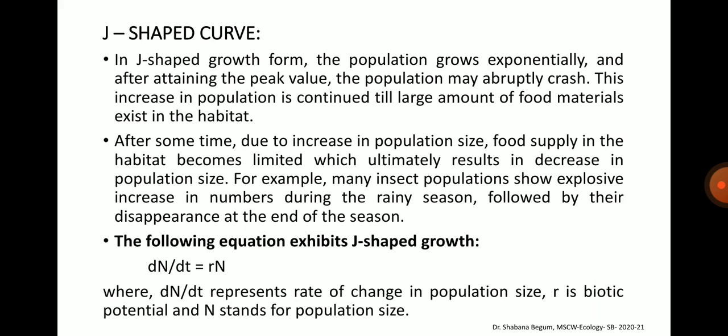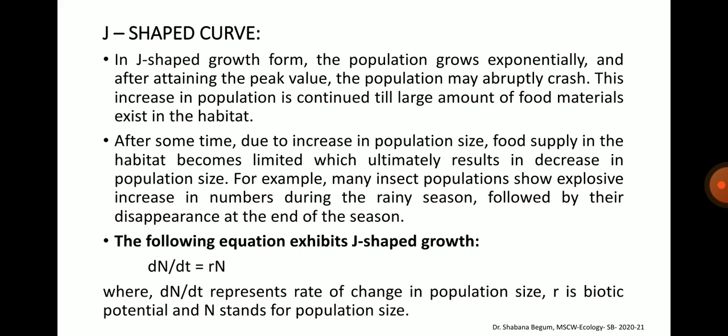Now let's learn more about the J-shaped curve. In J-shaped growth form, the population grows exponentially, and after attaining the peak value, the population may abruptly crash. This increase in population continues till a large amount of food material exists in the habitat. After some time, due to increase in population size, food supply in the habitat becomes limited, which ultimately results in decrease in population size.